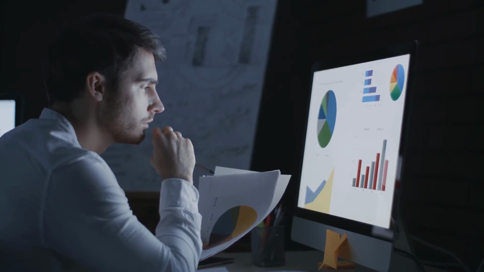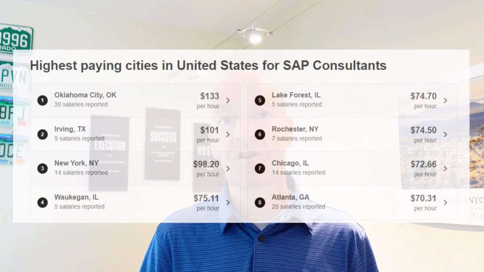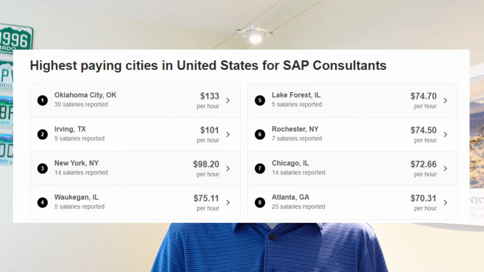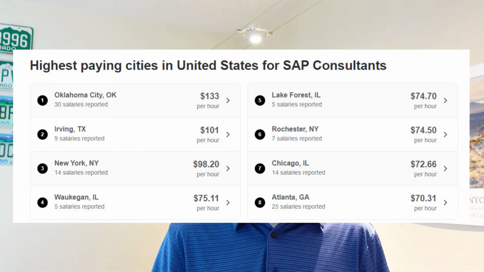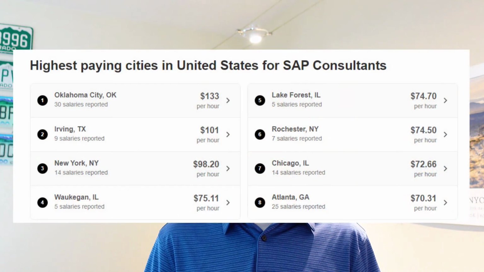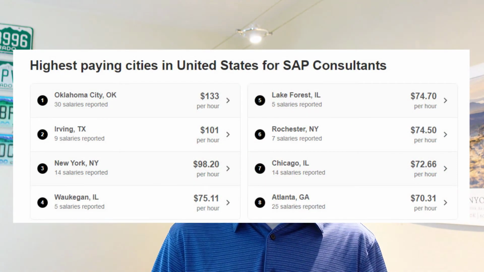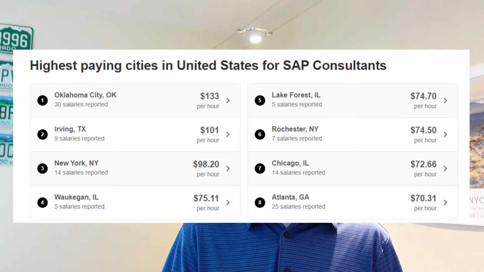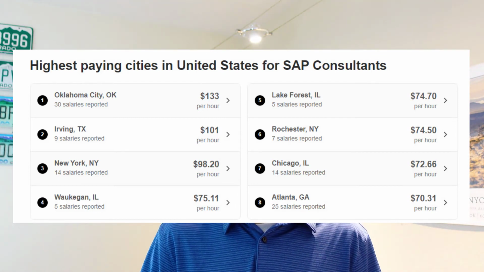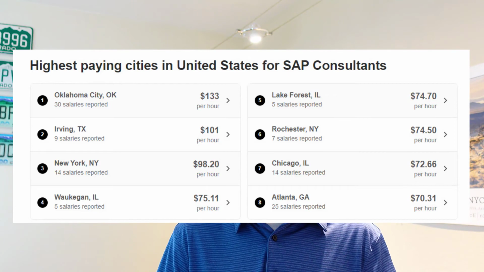Now we're going to take a look at the highest paying cities in the United States for SAP consultants. Oklahoma City, Oklahoma, $133 per hour. If you're familiar with Oklahoma and the cost of living there, I want to say, holy cow, that's a great income for Oklahoma. Irving, Texas, New York, New York. Number 4, Waukegan in Illinois, $75 per hour. Lake Forest, Illinois, Rochester, New York, Chicago, Illinois, and Atlanta.